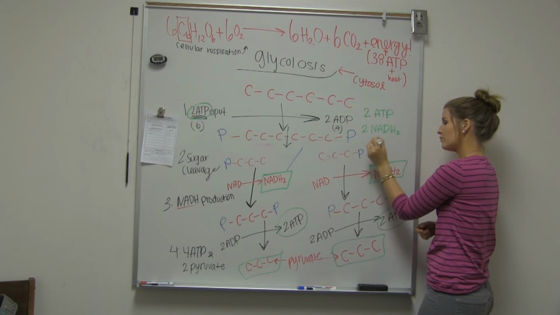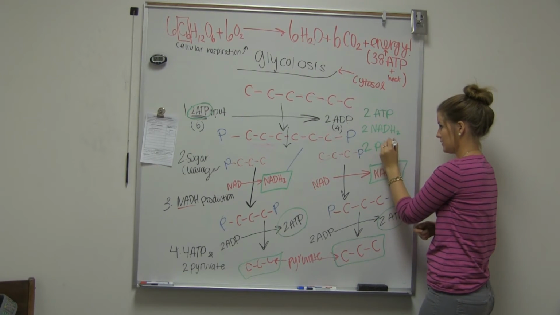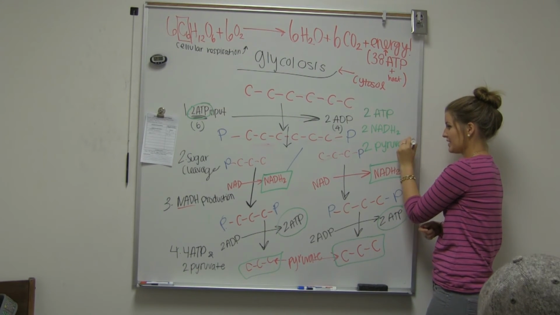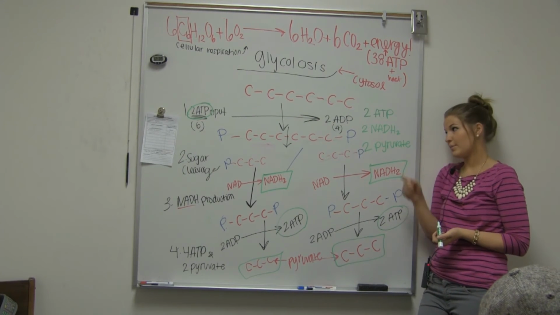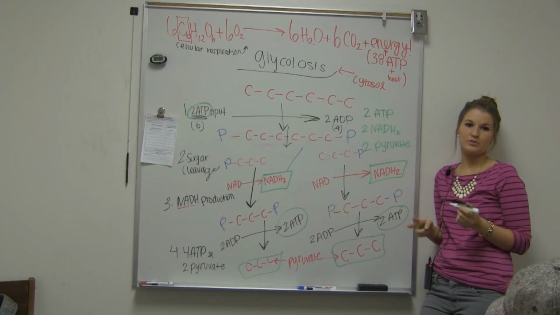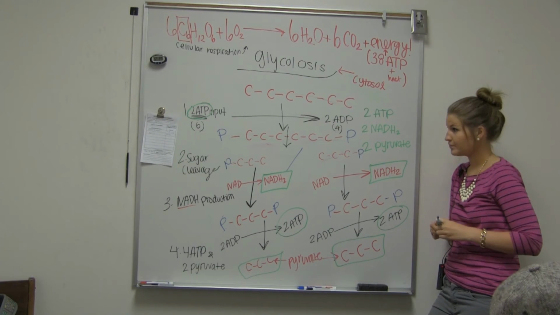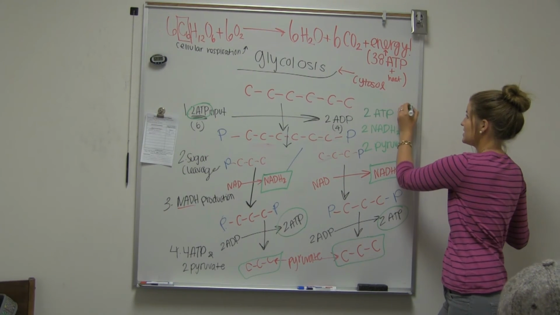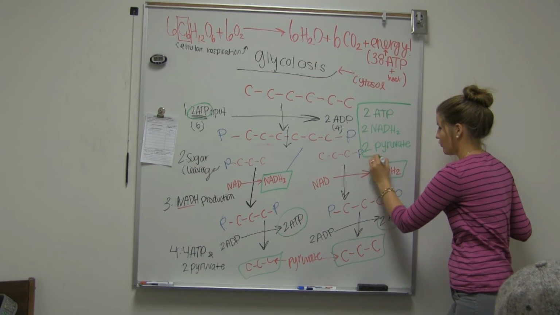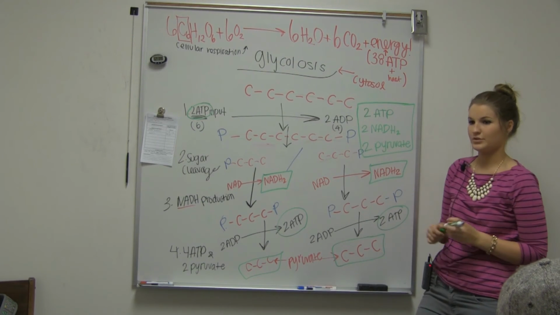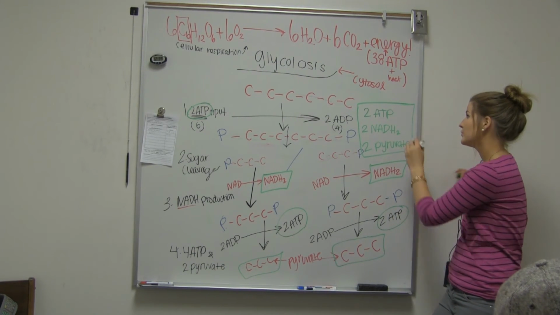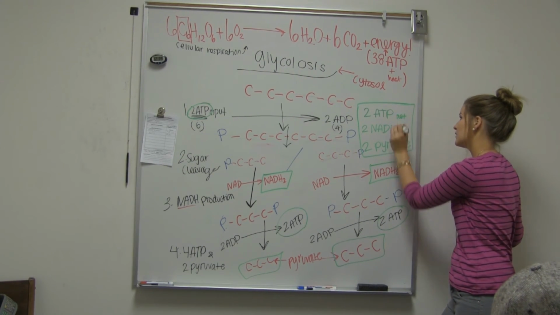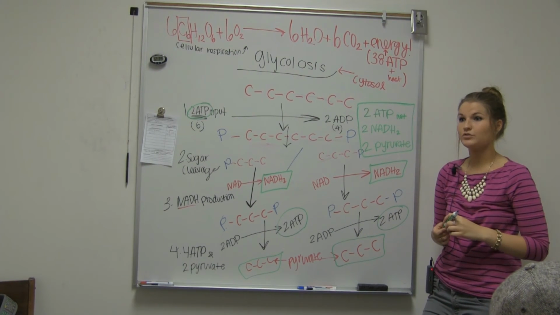Do we need to know about the 2 pyruvates? Yes. Because in the acetyl-CoA formation, you're going to make these 2 pyruvates into 2 acetyl-CoAs. Okay. So this is your answer for what glycolysis produces: 2 ATP net, 2 NADH2, 2 pyruvate.